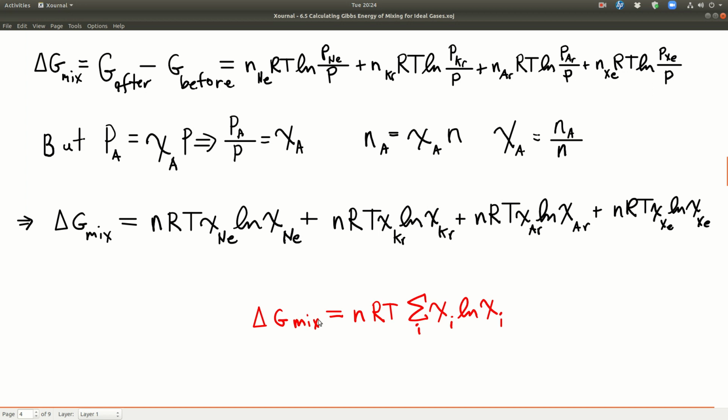Delta G of mixing is equal to nRT times the sum of the mole fraction of each component times the natural log of the mole fraction. Simple, pretty simple little equation.